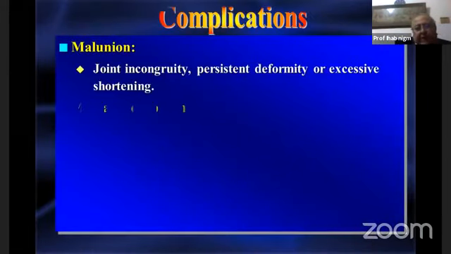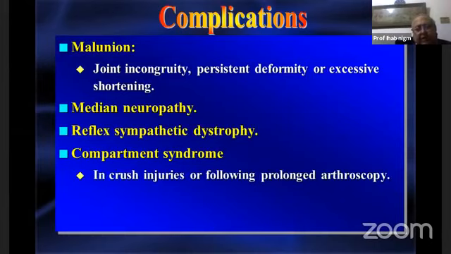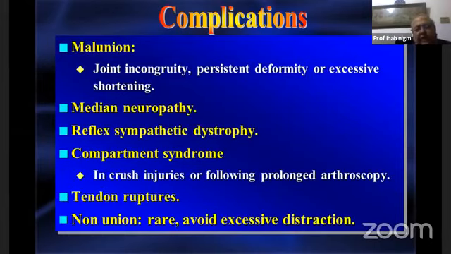What about complications? As we said before, malunion. We have to divide malunion into its different aspects, either joint incongruity or persistent deformity or excessive shortening. Median nerve neuropathy, reflex sympathetic dystrophy, compartment syndrome in crush injuries or following prolonged arthroscopy.